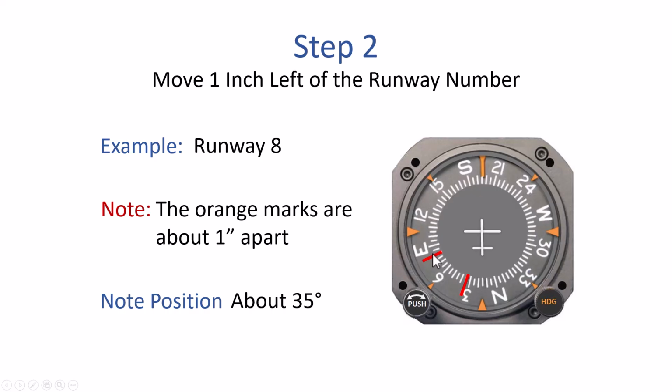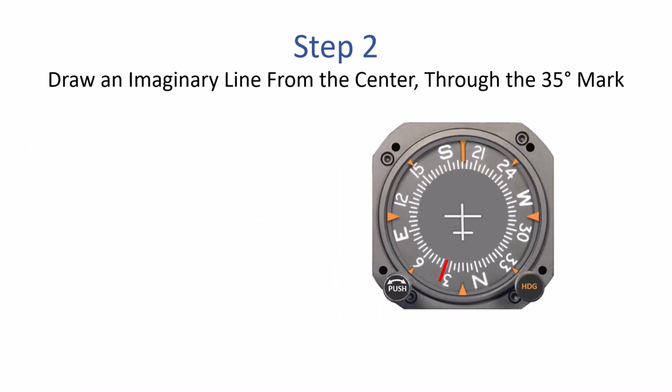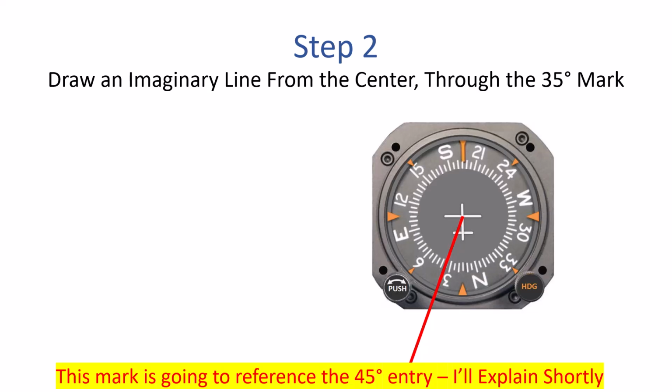So we took runway 8, we moved approximately 1 inch to the left, and that's where we came up. It prevents you from having to do the math and actually subtract. So just estimate approximately 1 inch. From that point, you have your 35 degree mark. I want you to just imagine a line from the center of the heading indicator extended out through that 35 degree mark, just like this. All you're doing is visualizing this in the airplane. This mark is going to reference the 45 degree entry, and I'll explain that shortly.